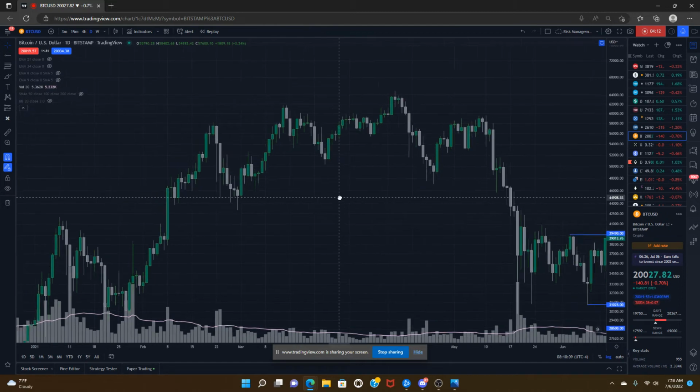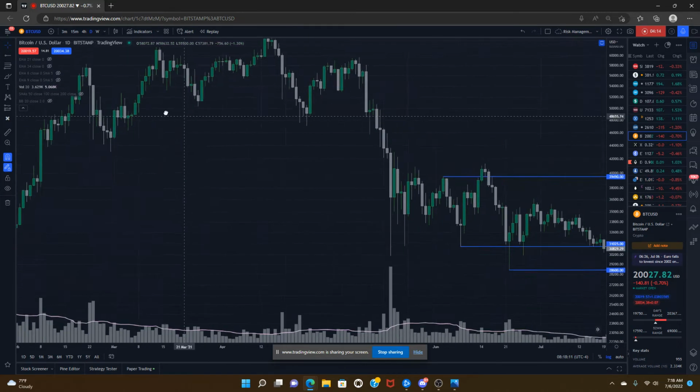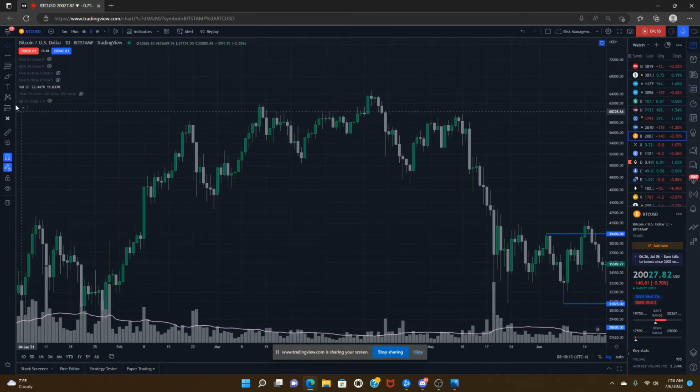And same situation here. This is a little bit different. You have the 3 drives as opposed to 2 drives here. You've got the 3 drives distribution, Wyckoff. Now this doesn't adhere to the model perfectly because you do have this retrace here.